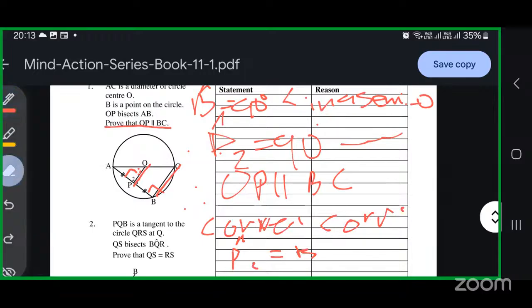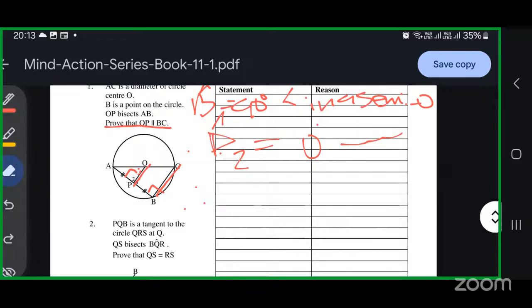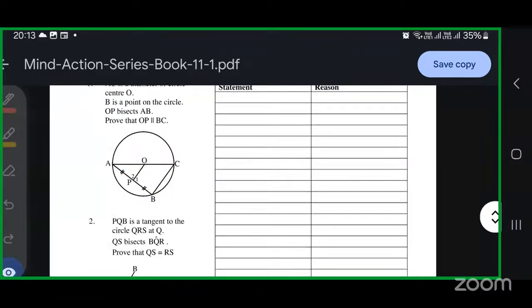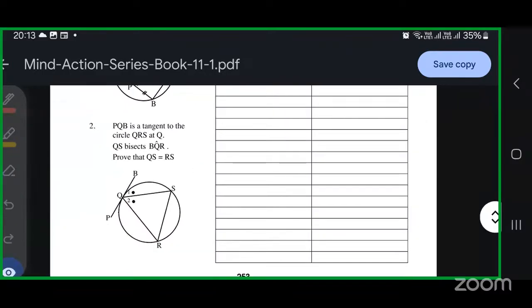Oh, okay, thank you. Then let's now continue to the next one, which is this number 2 here. How can I now score? I want to score. Okay, number 2. Number 2 is saying PQB is just a tangent to the circle QRS at Q.